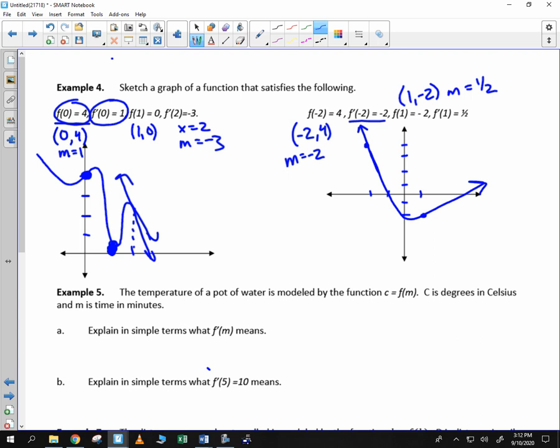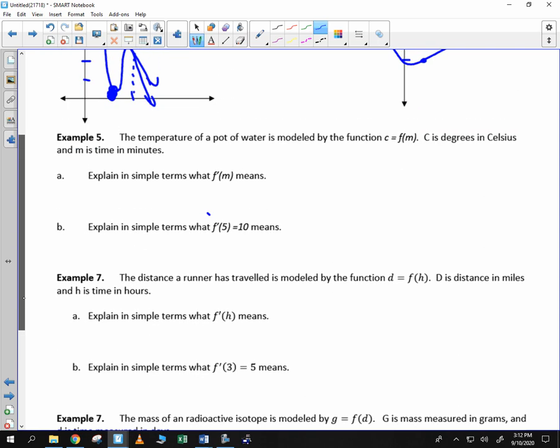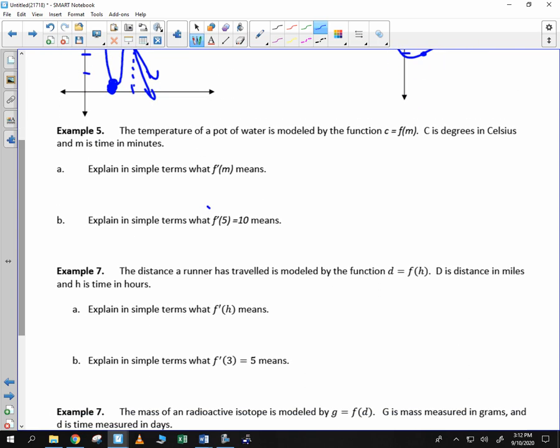Okay. All right, last examples. These are ways in which we interpret the meaning of derivatives. It says the temperature of a pot of water is modeled by the function C equals f of m. What that means is that the temperature in Celsius is a function of minutes, or time. So as minutes go by, the temperature of the pot of water changes. Explain in simple terms what f prime of m means. Every time you see a derivative, you need to talk about a rate of change.